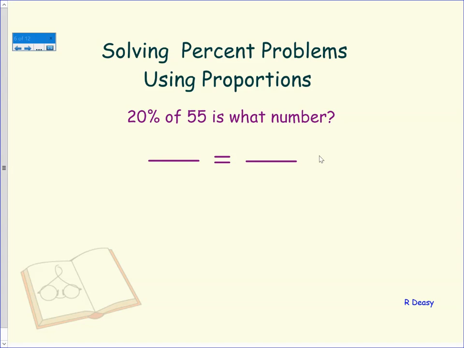Alright, so he has A over 55 equals 20 over 100. Daniel, you agree with that? Yeah. Perfect. Alright, keep going.